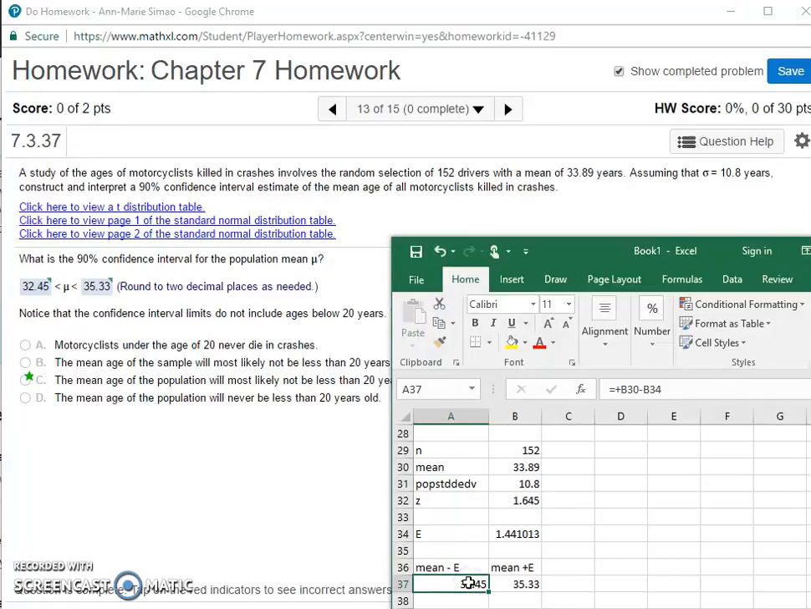And then the confidence interval, the mean minus that error and the mean plus that error. 33.89 plus 1.44 is going to be the upper bound. 33.89 minus 1.44 is the lower bound. 32.45, 35.33. There's my 90% confidence interval.